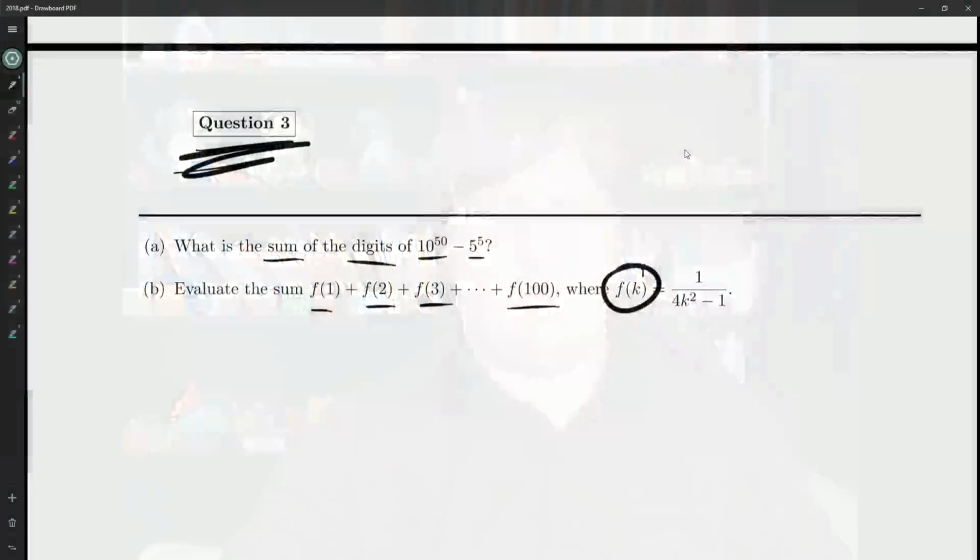But let's ignore that. Let's ignore any instinct we might have for a telescoping sequence. Let's discover this one together, okay? Just in case you haven't seen this one before, or anything like it.